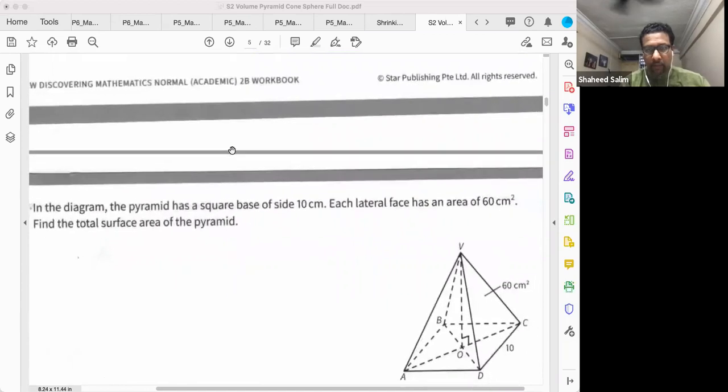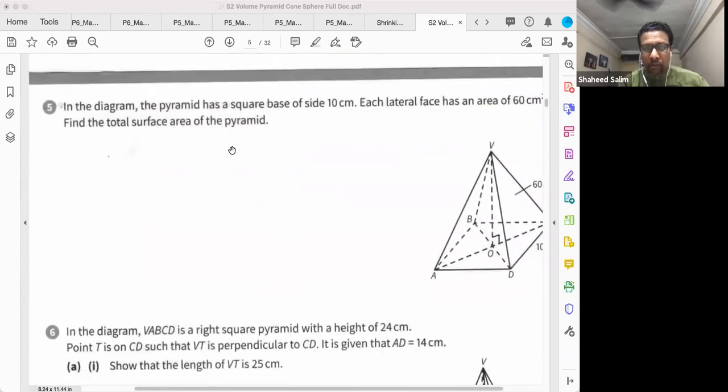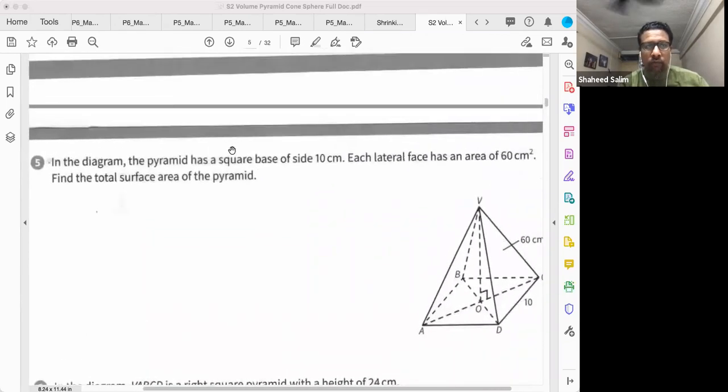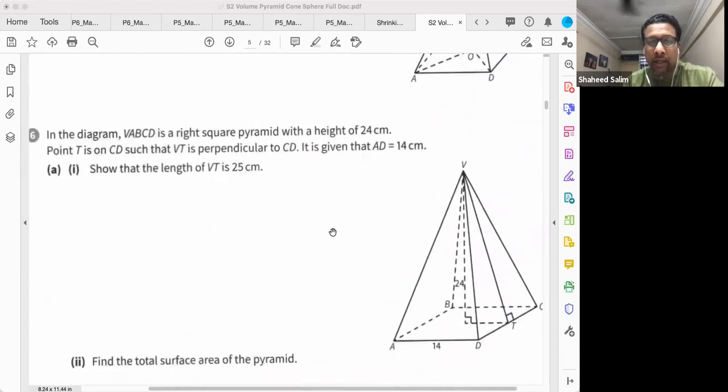Okay. No, total surface area we do later. I want you to find volume. Don't answer the question yet. I want you to find volume for question number 5. Cannot find volume. So sorry. Cannot find volume. Let me see. Down here.